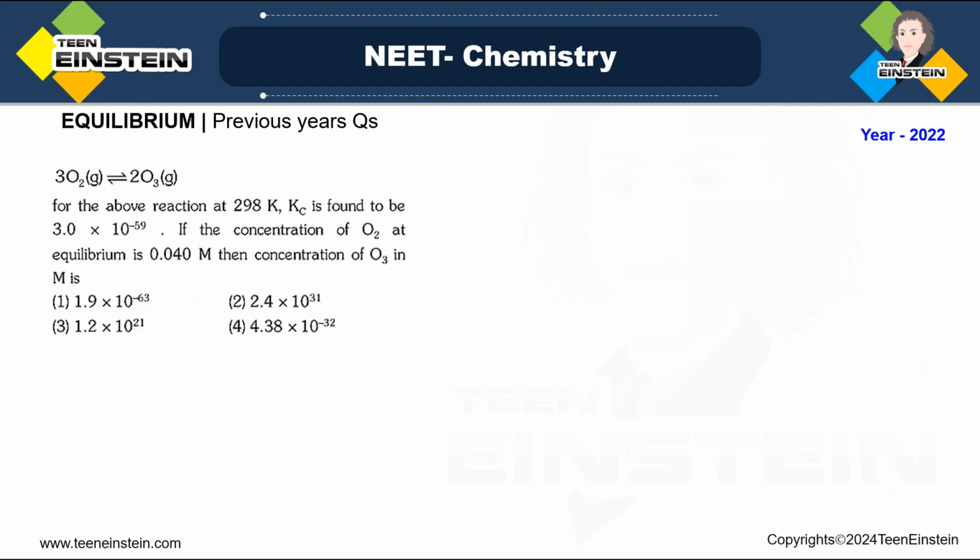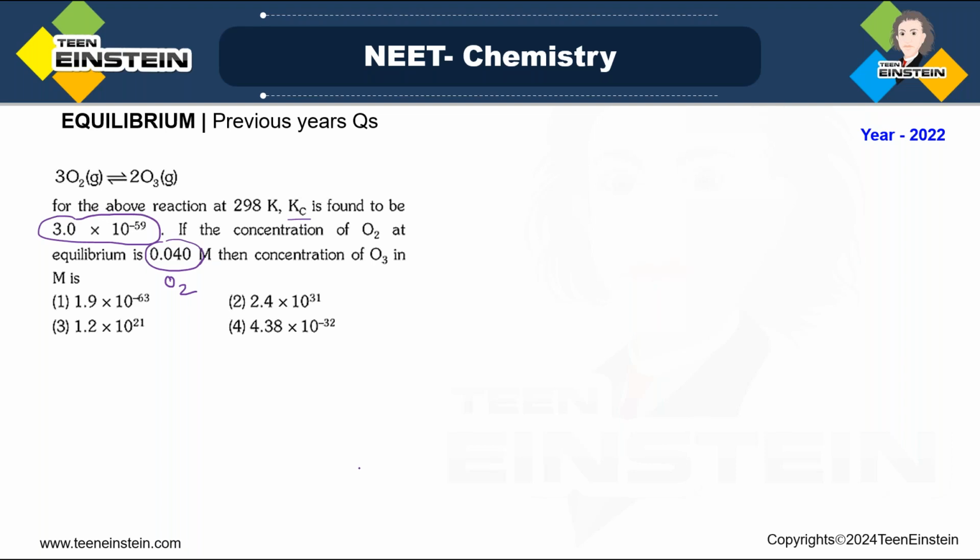3O2 is converted to 2O3. So it is a balanced equation. Here oxygen is converted to ozone. For the above reaction at 298 Kelvin, Kc value is found to be 3 into 10 to the power minus 59. If the concentration of oxygen at equilibrium is 0.04, which is the concentration of oxygen, you have to find the concentration of ozone in molarity.